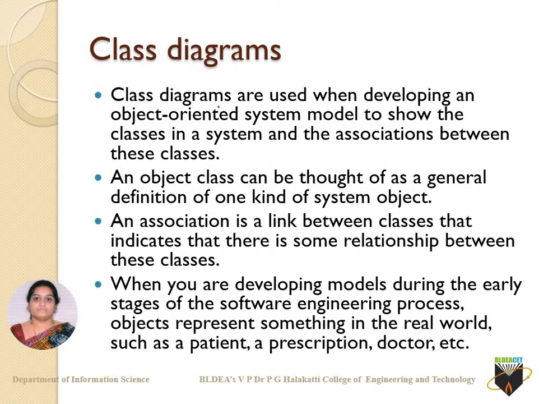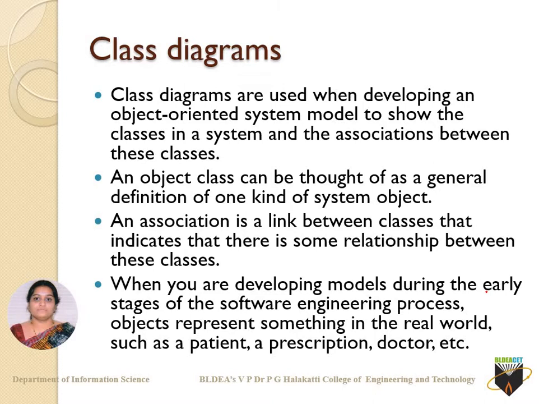For this structural model, the best example is a class diagram. Class diagrams are used when developing an object oriented system. If you concentrated on my prior module when I was telling you about class diagrams, you can call it a foundation for your design section. An object class can be thought of as a general definition of one kind of system object. An association is a link between classes that indicates there is some relationship between these classes.